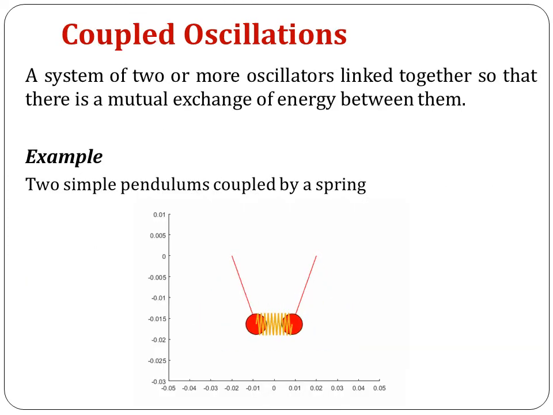The next type of oscillation is the coupled oscillation. It is basically a system of two or more oscillators linked together so that there is a mutual exchange of energy between them. And such types of oscillations are called coupled oscillations. The best example for coupled oscillations occurs when two simple pendulums are coupled by a spring.